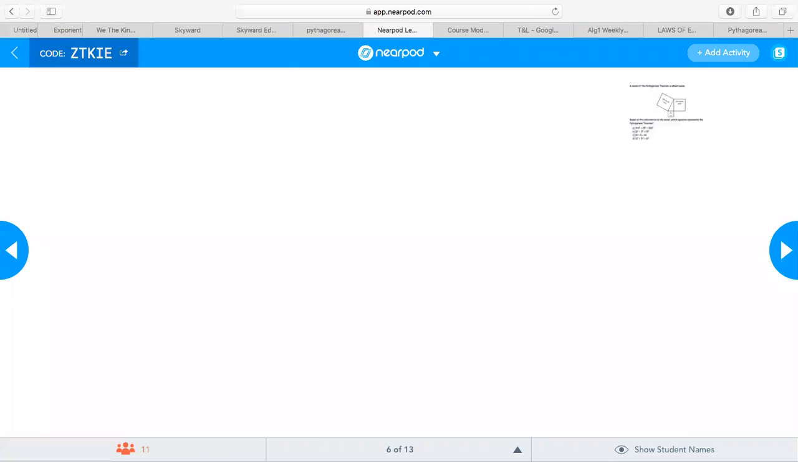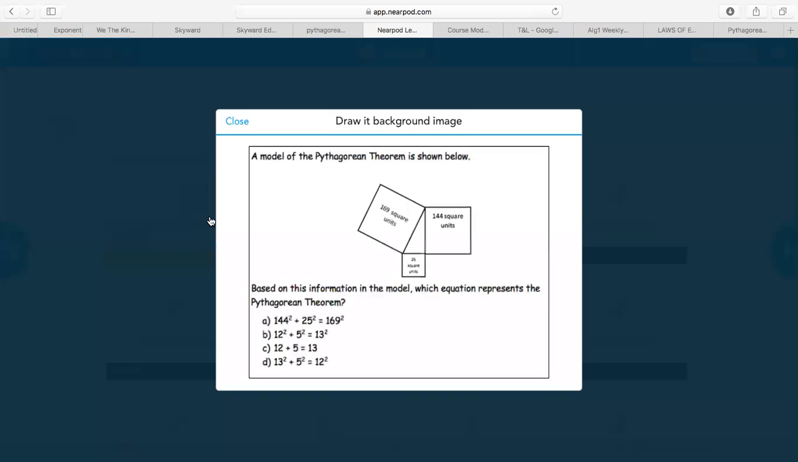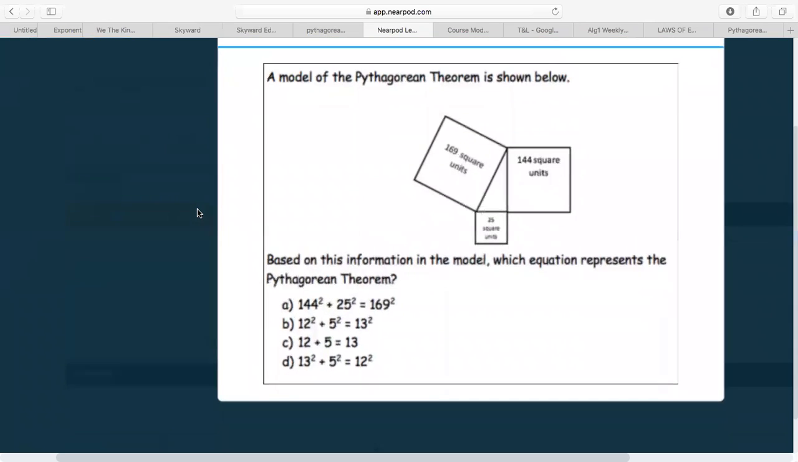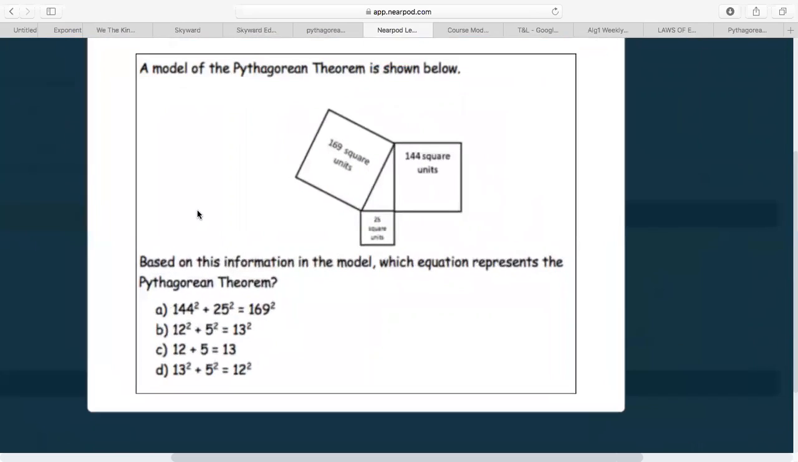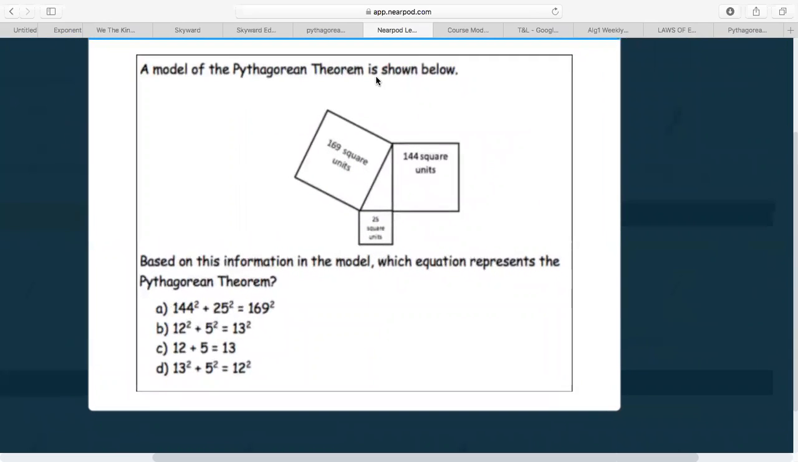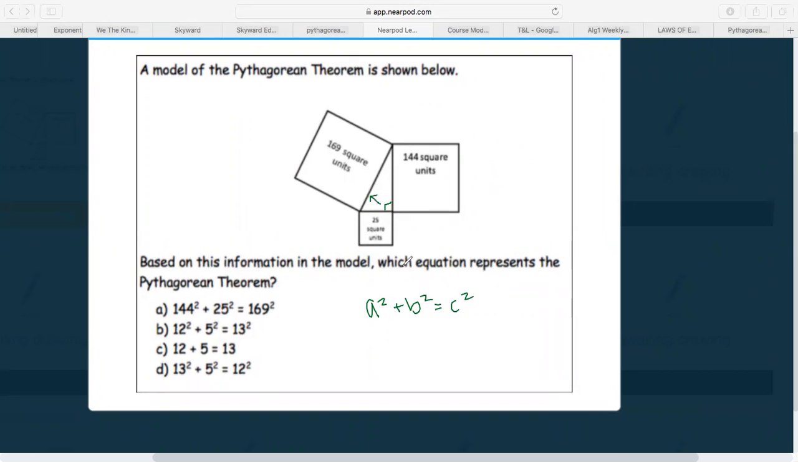So let's look at a question. I'm going to explain it, but if you think you got it, you can go for it. So this question is asking, here's a model of the Pythagorean theorem shown. And it's asking which equation represents the Pythagorean theorem. Well, we know that a squared plus b squared equals c squared, right? Here is my 90-degree angle, so this one would represent my hypotenuse.